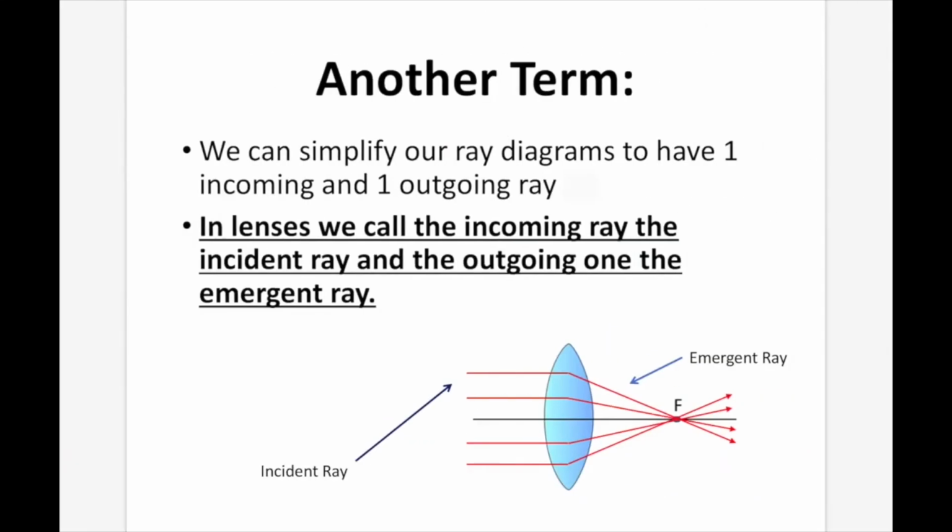Another term, we can simplify our ray diagram to have one incoming and one outgoing ray. In lenses, we call the incoming ray the incident ray and the outgoing ray the emergent ray. So we have the incoming ray or the incident ray here, the ones going into the lens, and then we have the emergent or the outgoing ray here on the other side of the lens.